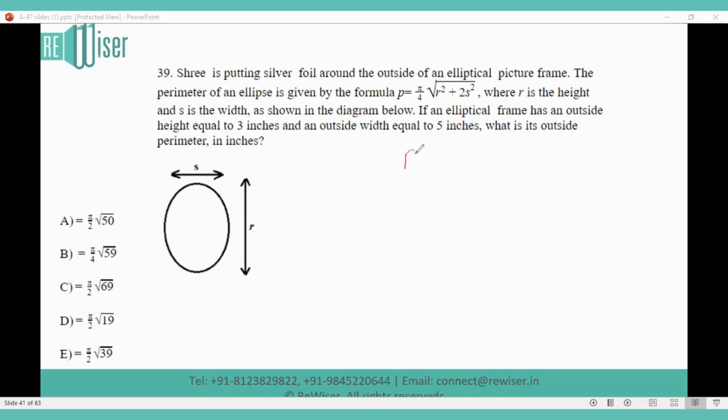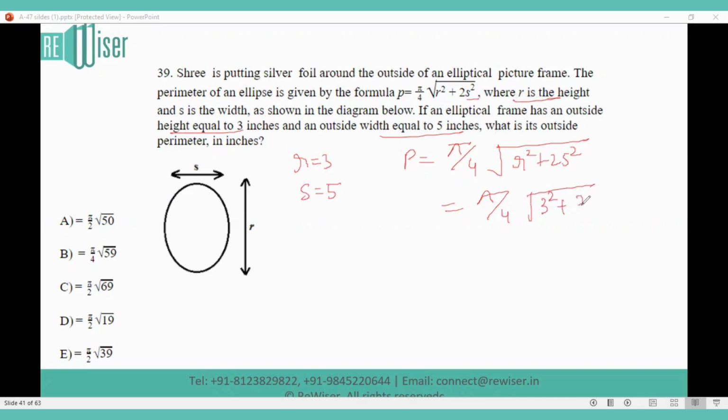Basically, we want to find out the perimeter of the ellipse, and the formula for the ellipse is P equal to pi by 4 root r square plus 2s square, where r is the height, and they are saying height is equal to 3, so r is 3, and s is the breadth, and breadth is equal to 5, so s equal to 5. So finally we just substitute the r and s values in this equation.